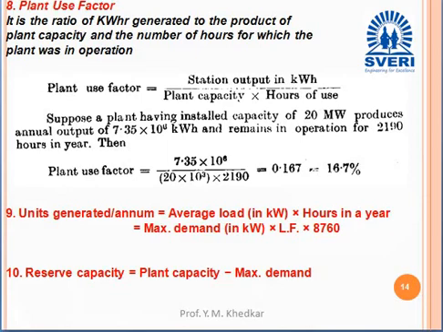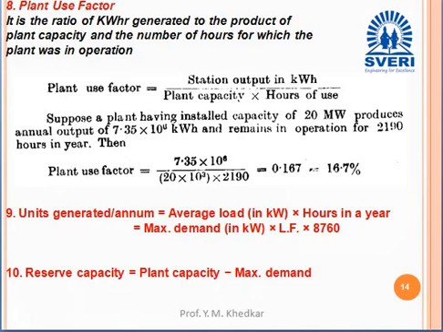Suppose a plant having installed capacity of 20 megawatt produces annual output of 7.35 × 10^8 kilowatt hour and remains in operation for 2190 hours in a year. Then the plant use factor will be calculated by providing station output in kilowatt hour, that is 7.35 × 10^8 divided by 20 × 10^3.